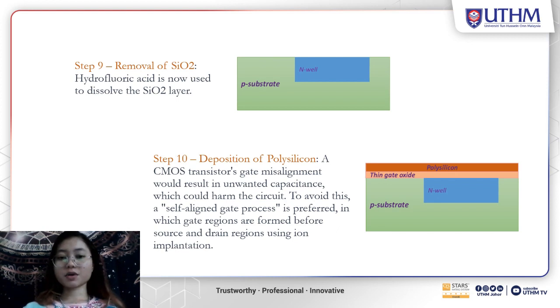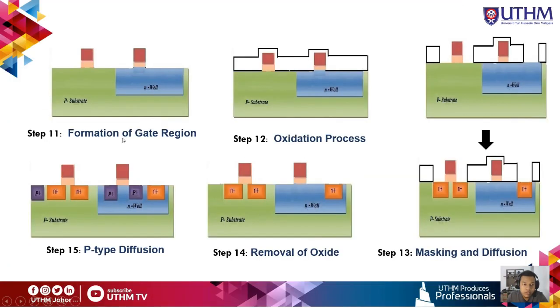And step 10 is deposition of polysilicon. A CMOS transistor's gate misalignment would result in unwanted capacitance which could harm the circuit. To avoid this, a self-aligned gate process is preferred, in which gate regions are formed before source and drain regions using ion implantation. For step 11, formation of gate region. Except two regions essential for formation of the gate for NMOS and PMOS transistor, the remaining portion of polysilicon is stripped off.